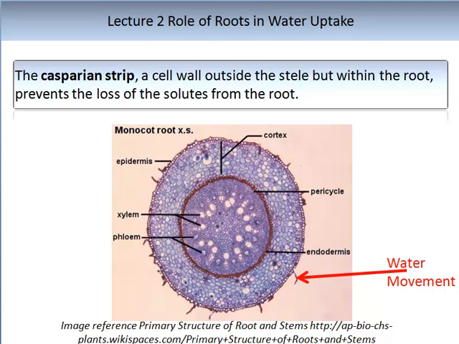Other areas I'd like to draw your attention to are the cortex, which is the area between the epidermis and the endodermis. The endodermis contains the Casparian strip, which is a cell wall just outside the stele. This cell wall plays a very important role and prevents the loss of solutes from the root. Inside the endodermis is the stele, where the vessel transport structures are located, and they include the xylem and the phloem. It is in the xylem that water is translocated or moved around the plant.